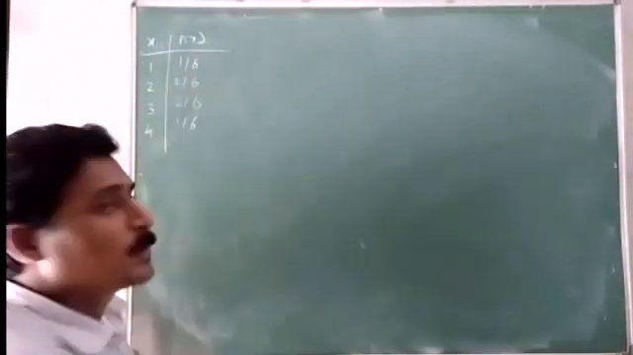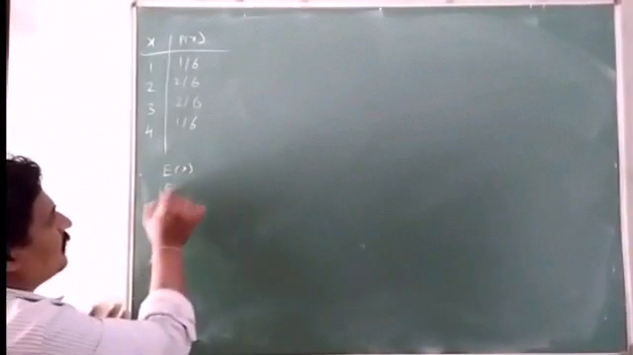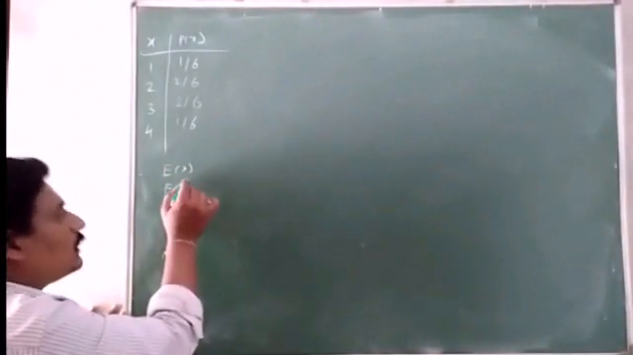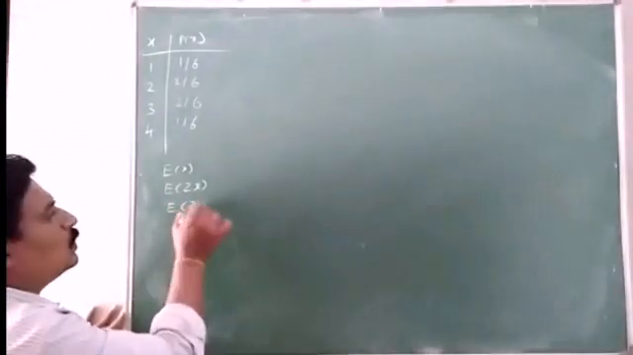So for this given probability distribution, find e of x, e of 2x, e of 2x plus 3.